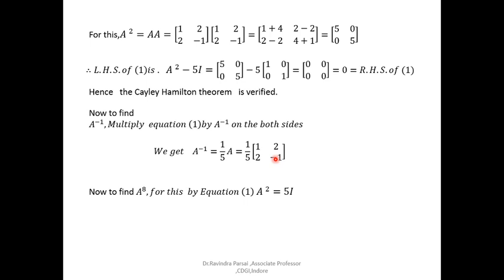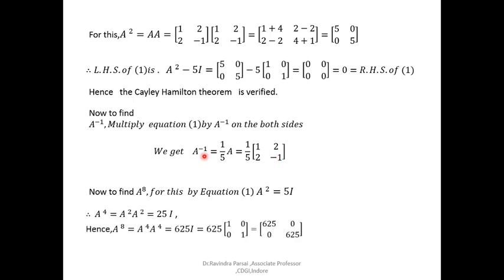To find A raised to 8, for this we have from equation 1, A square equal to 5I. Now you write A raised to 4. A raised to 4 is A square into A square, so that is multiplying 25, 5 into 5, 25, I into I. When you multiply one unit matrix by another unit matrix, you will get the unit matrix itself.